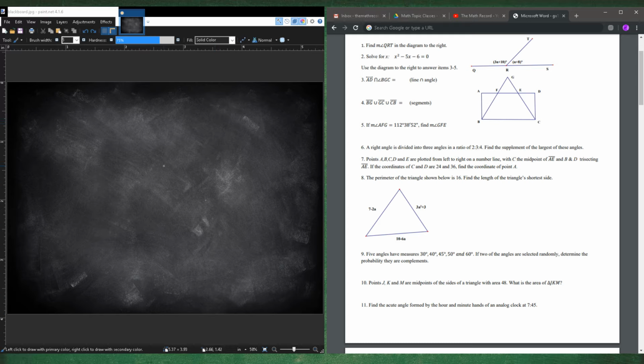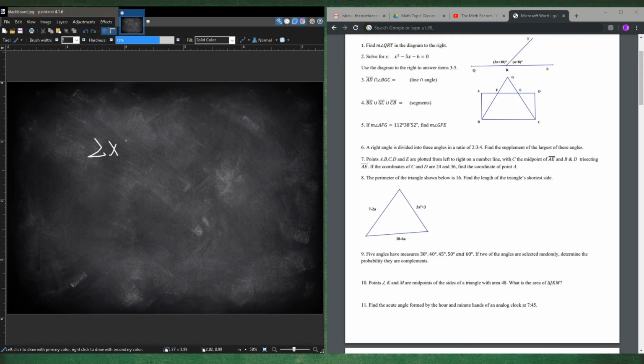So it says a right angle is divided into 3 angles. A right angle is 90 degrees. Since it has to be in 3 angles, let's say x is our constant, because we'll just write it like that. So it'll be 2x plus 3x plus 4x is equal to 90. So 2 plus 3 plus 4, that's 5, that's 9. That's 9x is equal to 90.